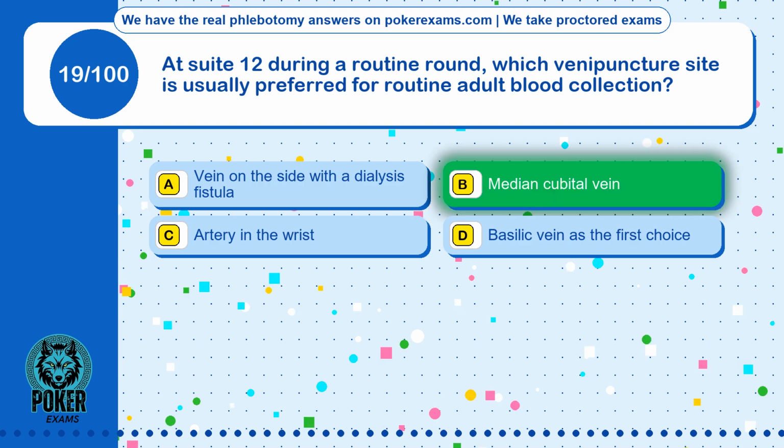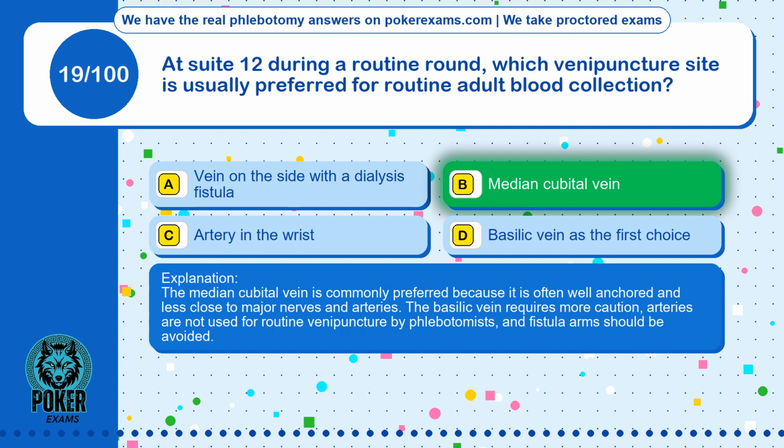The correct answer is option B. Median cubital vein. The median cubital vein is commonly preferred because it is often well anchored and less close to major nerves and arteries. The basilic vein requires more caution. Arteries are not used for routine venipuncture by phlebotomists, and fistula arms should be avoided.